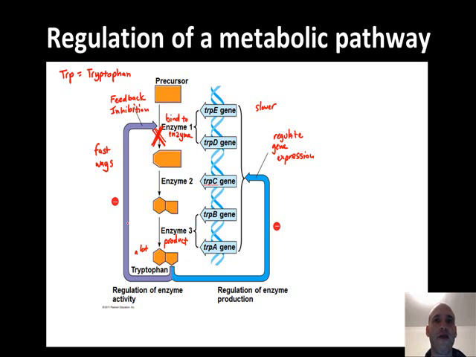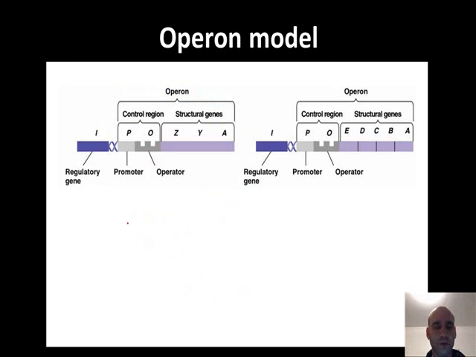And that's what we're going to focus on a bit today. So how is this working within bacteria? Well, bacteria use what are called operons, and operons have a couple of different regions. First there's the promoter. If you remember, the promoter is where the RNA polymerase is going to bind.